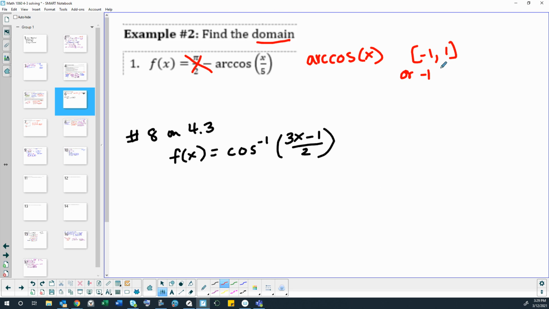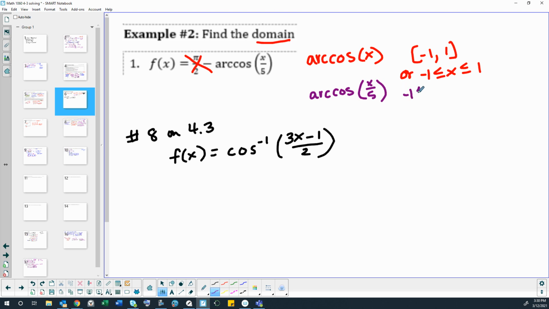Or if we do that in set notation, it would be -1 is less than or equal to x is less than or equal to 1. But that's when we have x in the argument, correct? So for this particular problem, we have x over 5 in the argument. So let's change this to arc cosine of x over 5.